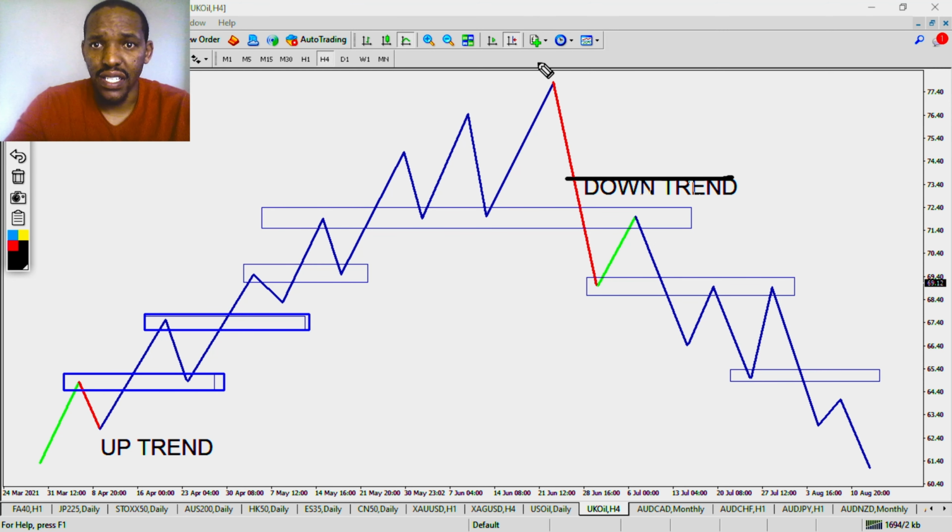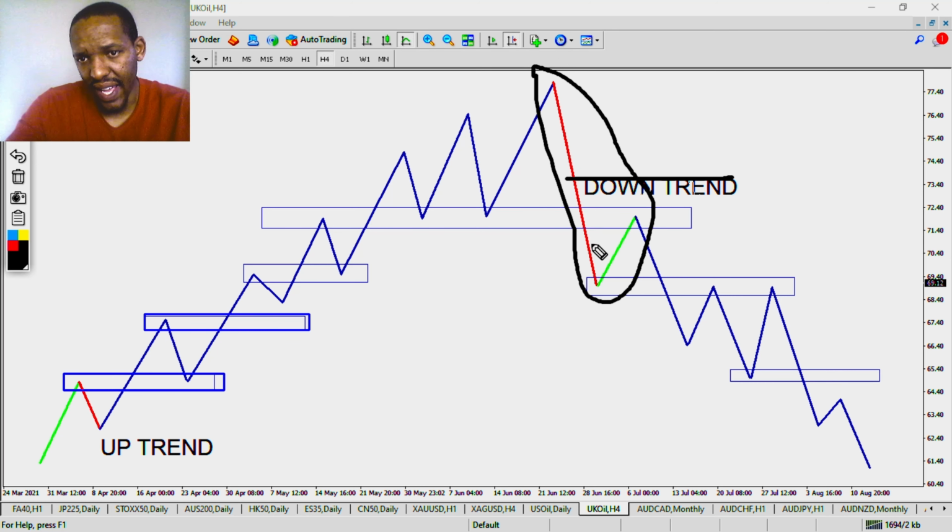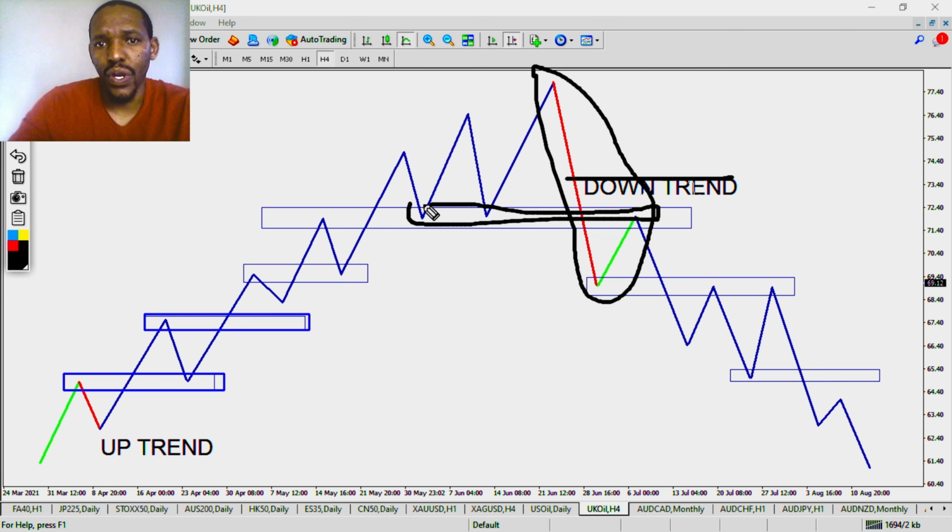This one here, guys, is what we call a medium pullback strategy. This is a medium pullback: impulse, pullback. It pulled back to the previous lows right there. That's where it pulled back.